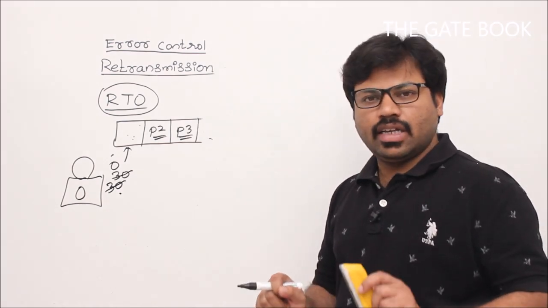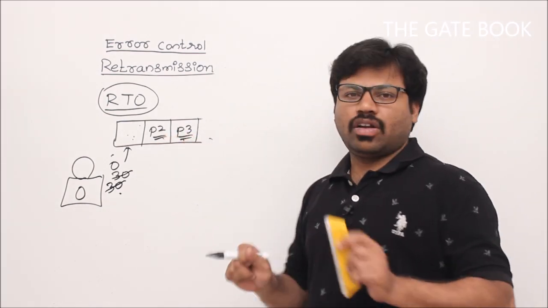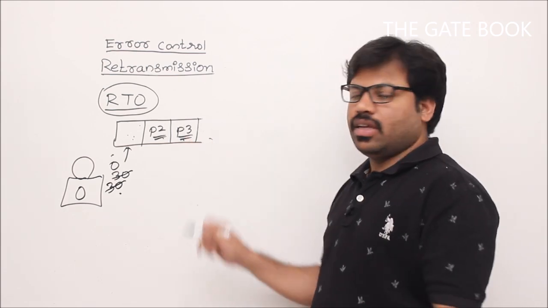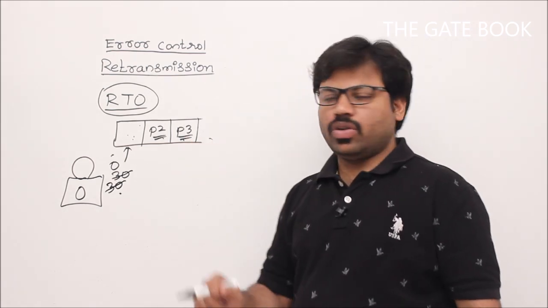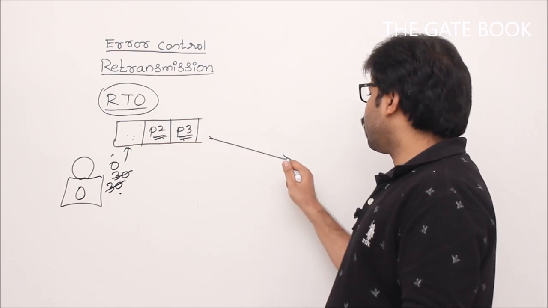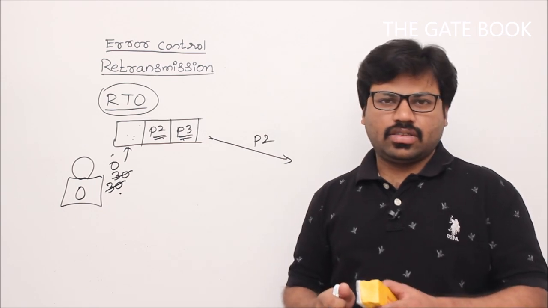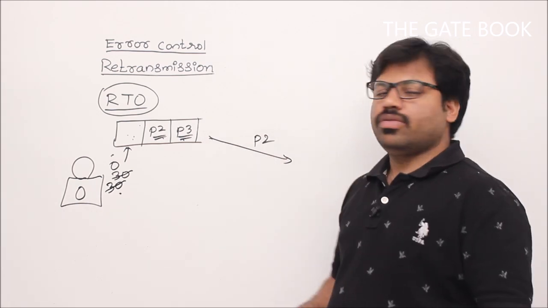Then at this moment, let's say P2 and P3 are still not acknowledged, and so far no acknowledgement has come for P2 and P3, then this timer will time out. Then we send P2. So that's it. There are only two cases. Okay, so we send P2.